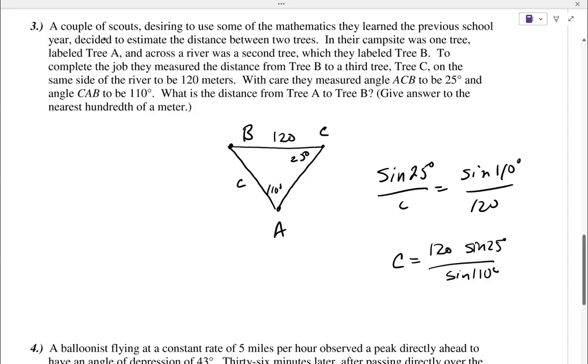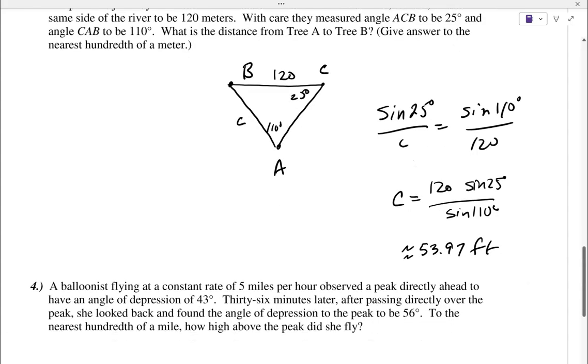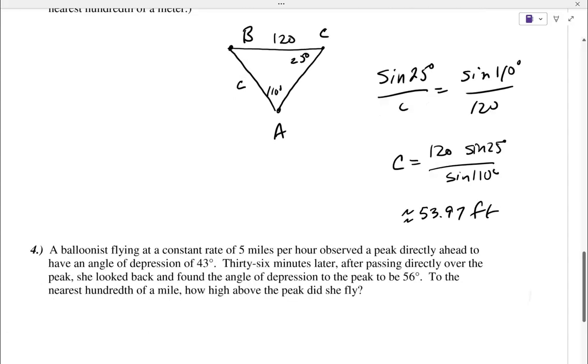What did you get for that value? 53.97 feet. 53.97, is that what you said? Everybody okay with that one? Work on the last one for a minute and then we'll chat about it. Make sure we're all comfortable getting these kinds of problems set up.